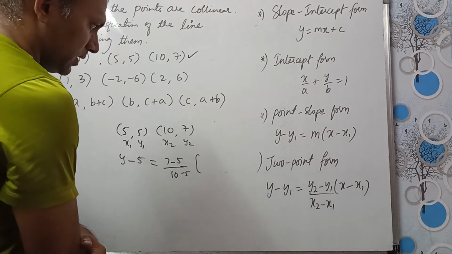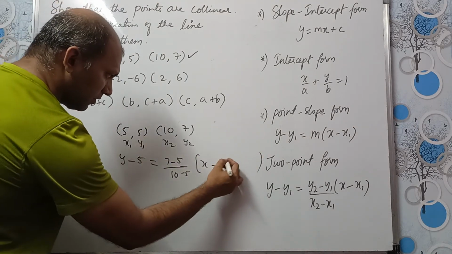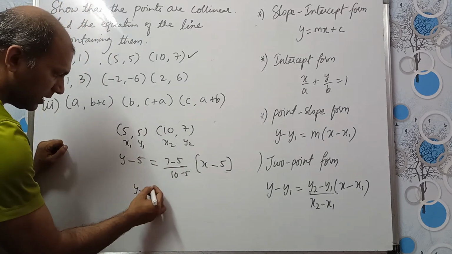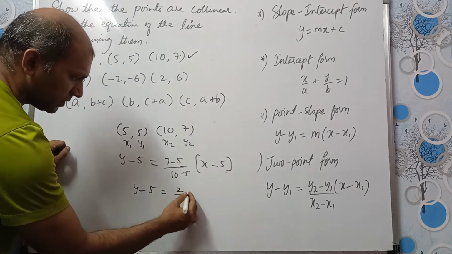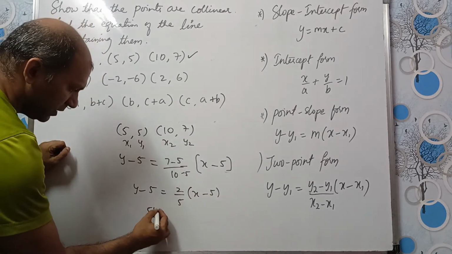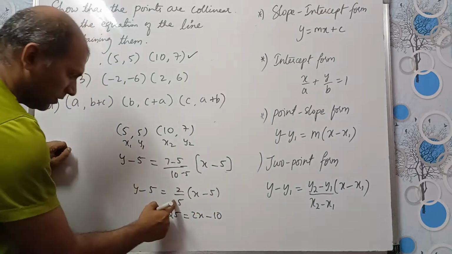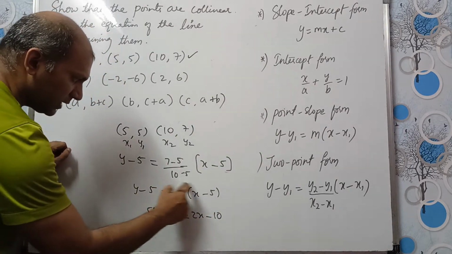Okay. y2 minus y1 over x2 minus x1. So this is y minus 5 is equal to 7 minus 5, which is 2, and this is 5, and this is x minus 5. Now cross multiply. 5y minus 25 is equal to 2x minus 10.